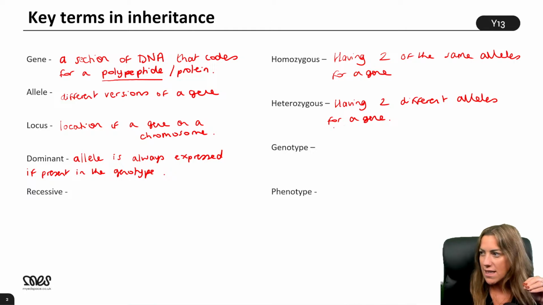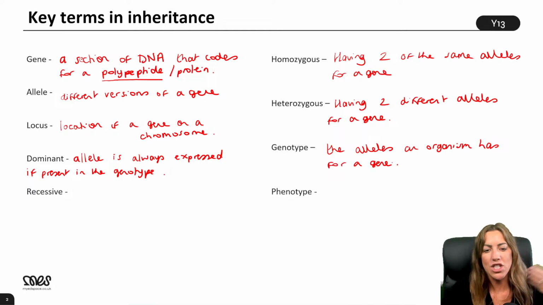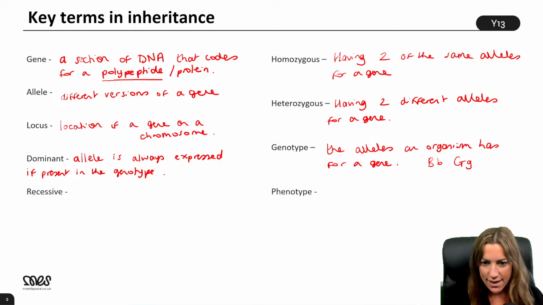So let's go back to what Priscilla said for genotype. I'm going to say the alleles an organism has for a gene. We normally express a genotype as 2 letters, right? Like, I'll just give you some examples from GCSE. You'll have seen genotypes represented like this. It's just the alleles that you have for that gene. It might be 1 dominant, 1 recessive, or 2 recessive, homozygous or heterozygous.